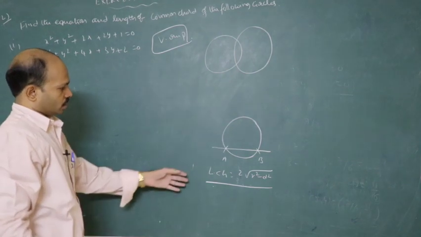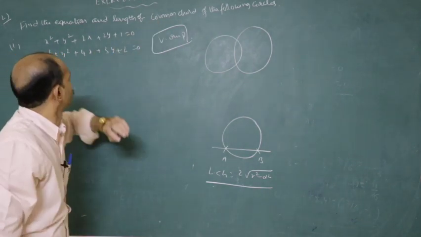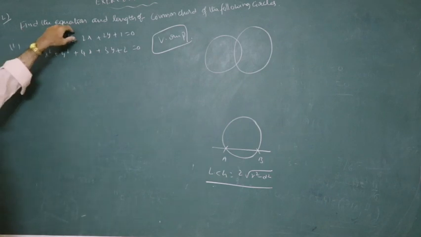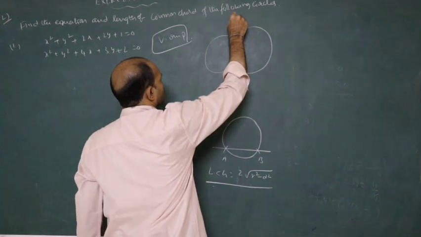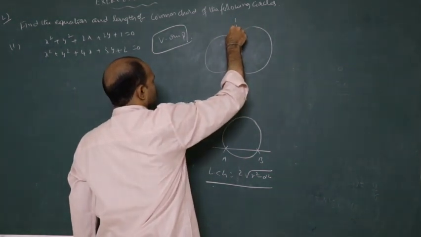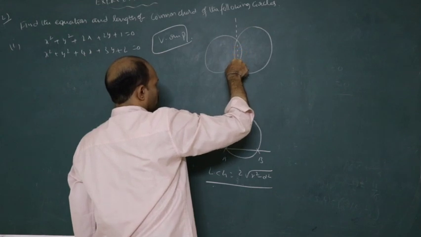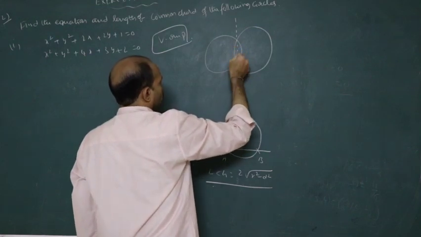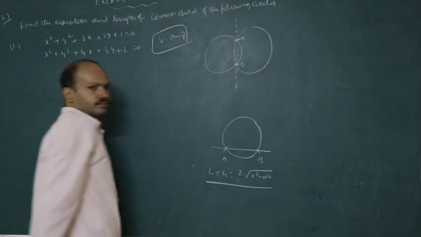Because the straight line was not given, we have to find it and then we have to find the length. Find the equation as well as the length of the common chord. Say if they are intersecting like this, the dotted line is your chord, the common chord. This length AB we have to find.